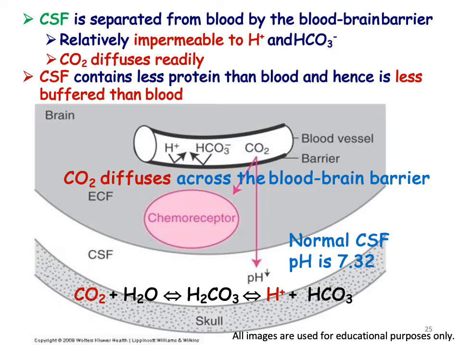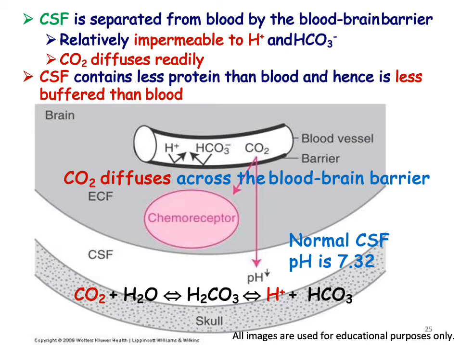But the CO2, the gas, carbon dioxide, can easily diffuse and pass through the blood-brain barrier. Other than that, the CSF, cerebrospinal fluid, contains less protein than the blood. Therefore, the CSF is less buffered than the blood. So we can see the process here.